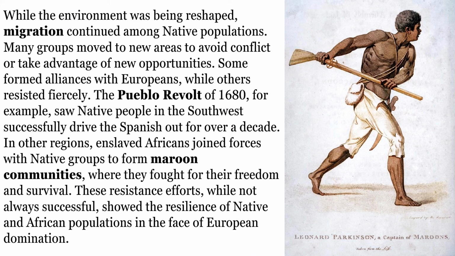While the environment was being reshaped, migration continued among native populations. Many groups moved to new areas to avoid conflict or take advantage of new opportunities. Some formed alliances with Europeans, while others resisted fiercely. The Pueblo Revolt of 1680, for example, saw native people in the Southwest successfully drive the Spanish out for over a decade. In other regions, enslaved Africans joined forces with native groups to form maroon communities where they fought for their freedom and survival. These resistance efforts, while not always successful, showed the resilience of native and African populations in the face of European domination.